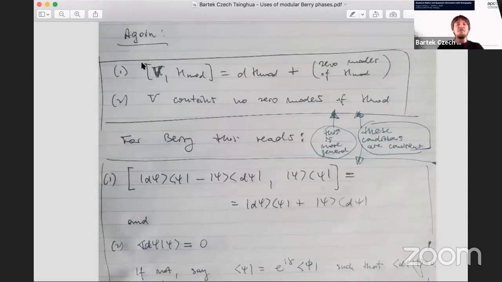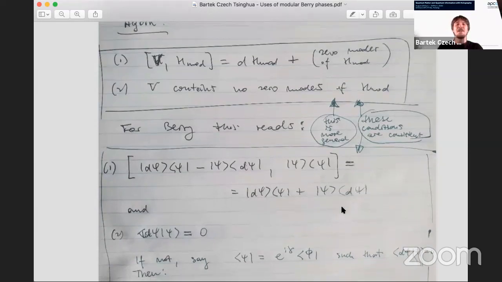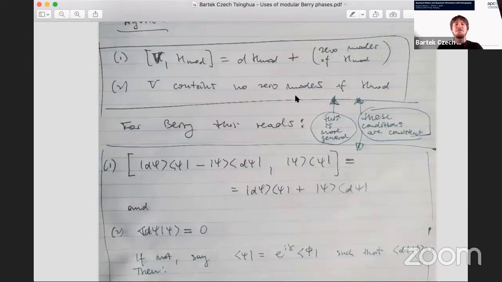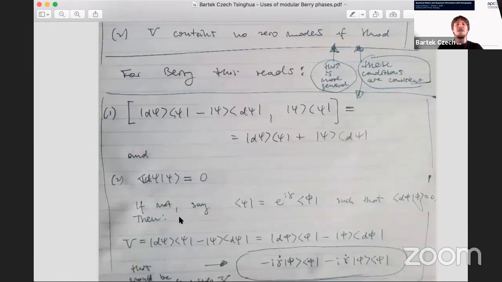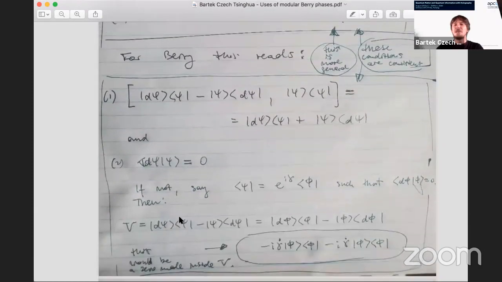I am proposing a new notion of parallel transport here, which is modular parallel transport. It's specified by these two conditions, but for the specific case of the Berry problem, it reads this way. And the second condition, that V contains no zero modes, is literally equivalent to the condition that Berry would have imposed. Okay.